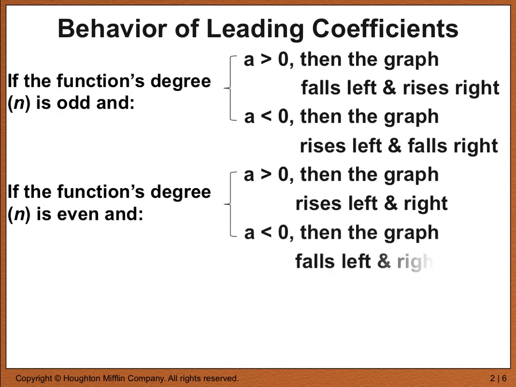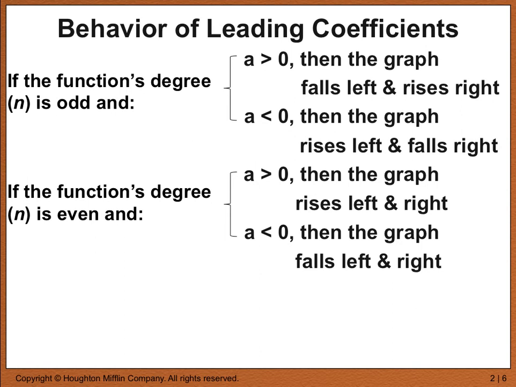If a is less than 0 when n is even, then the graph falls left and right. That's simply because it's been flipped over by that negative sign. The negative sign in front of the leading coefficient makes it point downward. We saw that with parabolas, because it flips it over. Now we'll see some examples of this in just a bit. For now, it's important to write this down because even though some of it might be common sense, you can quickly refer to it when you need to.